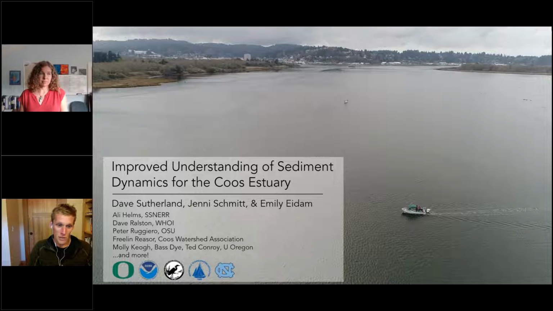So Nick gave a brief introduction to the project and to the 3 of us who are presenting today, but there are a whole host of other people that were involved. And what you're seeing here is a picture of Marshfield Channel, which is part of the Coos Estuary. But I want to particularly thank Ali Helms, also from South Slough NERR, Dave Ralston from Woods Hole, Peter Ruggiero from Oregon State, Friedland Reeser from Coos Watershed. Those were all co-PIs on this project. And then we have some other folks from the University of Oregon who helped extensively, particularly Bass Dye and Ted Conroy in the model development that we'll talk about today.